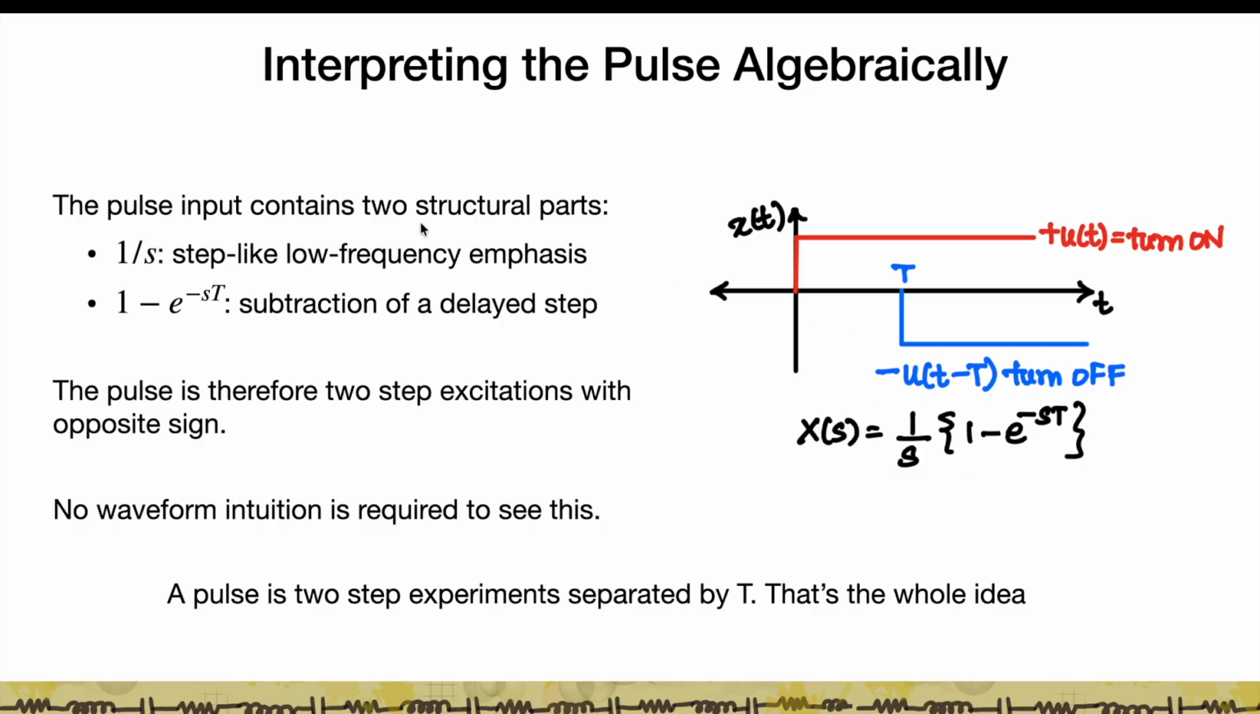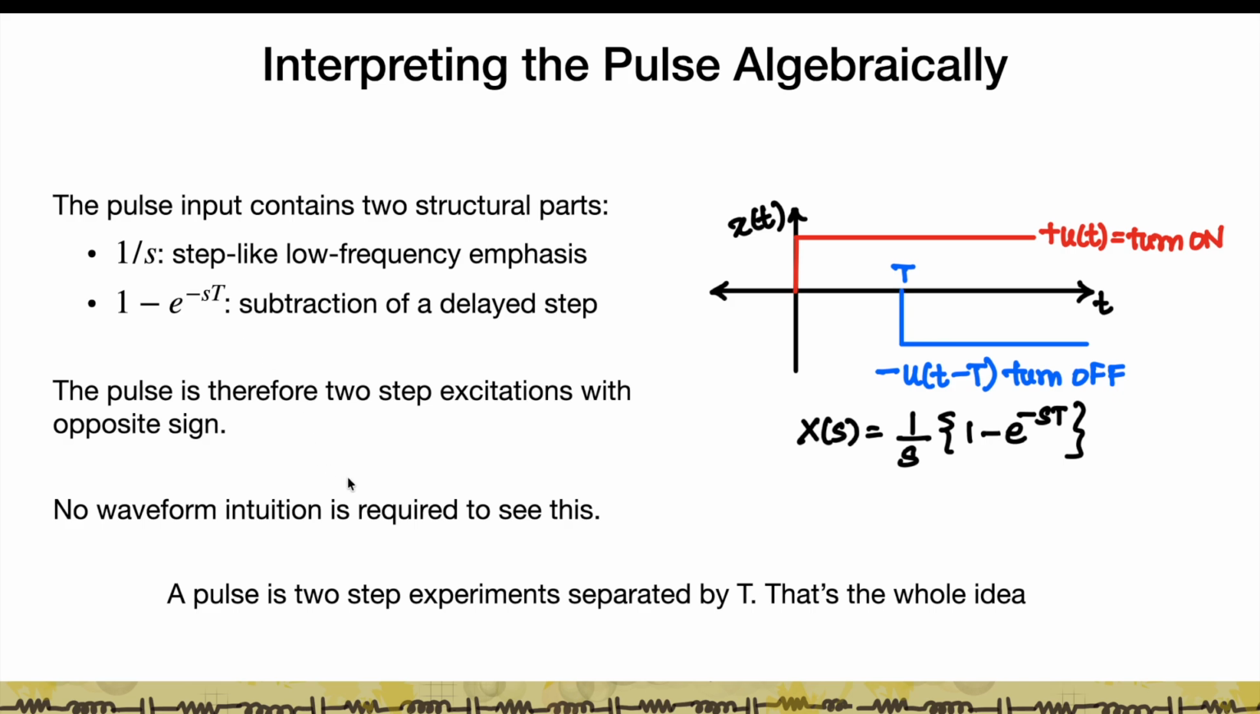The factor 1 by s is a step-like part. It tells you low frequency or steady behavior is involved. The factor 1 minus e to the power minus sT is the two-event structure. It literally means one event now and another thing after capital T seconds with the opposite sign. So the pulse is not one input, it is a two-step excitation separated by time T. That means you can predict the response using step response reasoning without doing any new path. You don't need Fourier intuition. You don't need to hand wave. The algebra already contains the event decomposition.